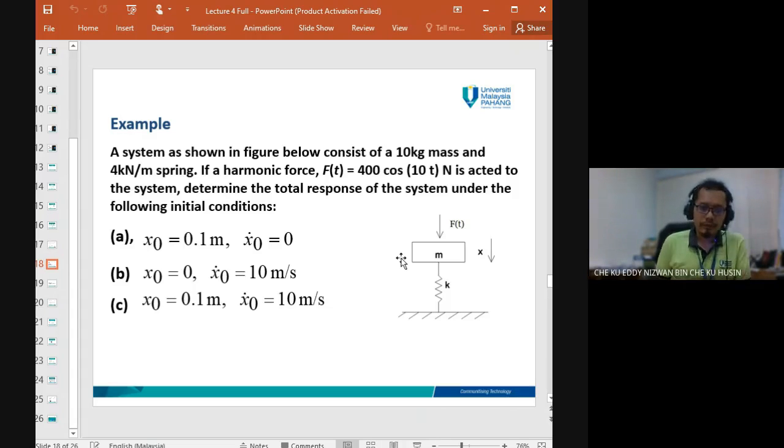Okay, when you talk about the total response, you have to consider the particular and homogeneous solutions. If you follow step by step, in the first place you have to solve the particular solution, and then after that you complete the equation, insert all the given initial conditions, and then find the remaining unknown values.